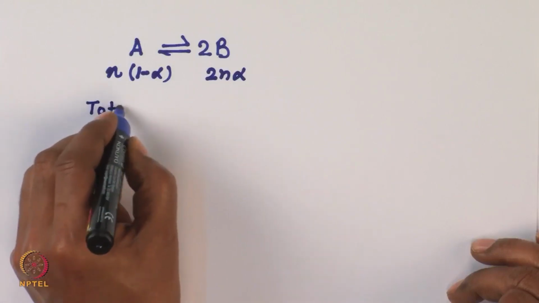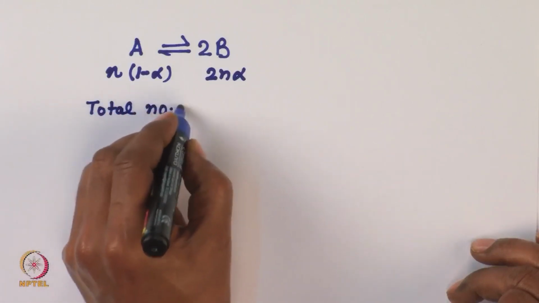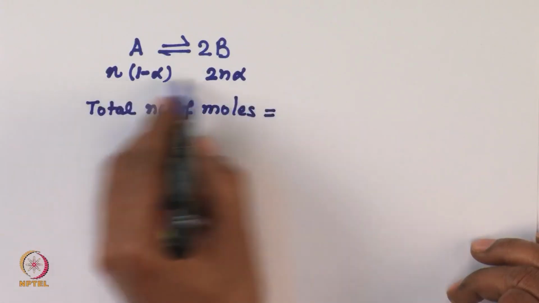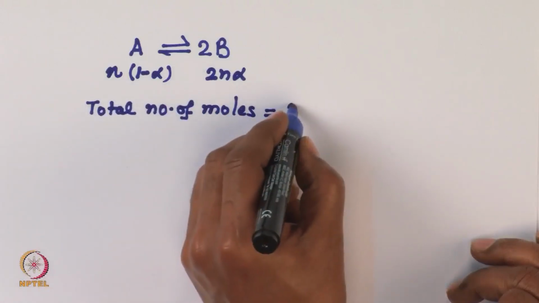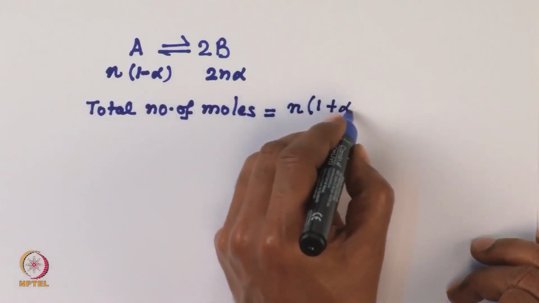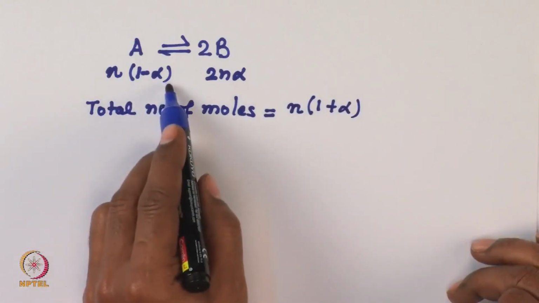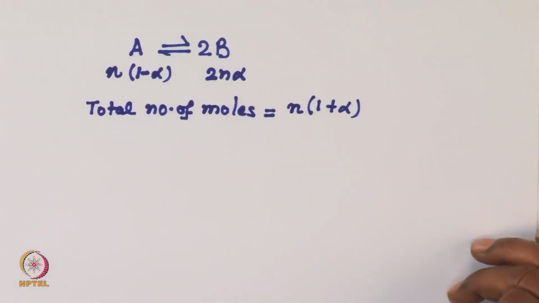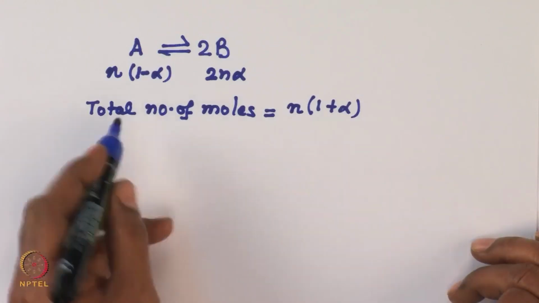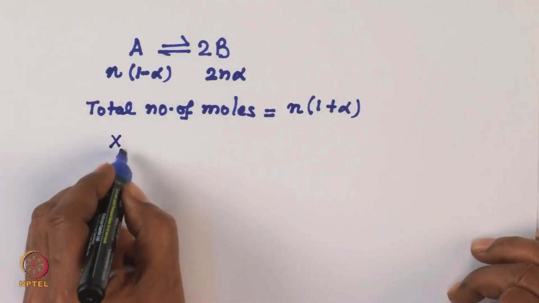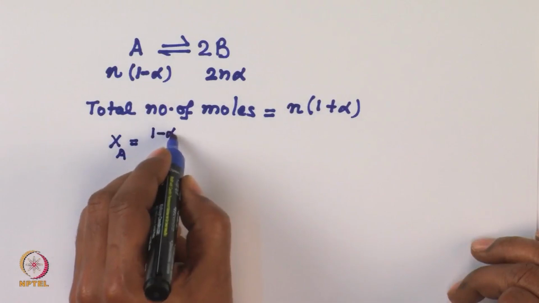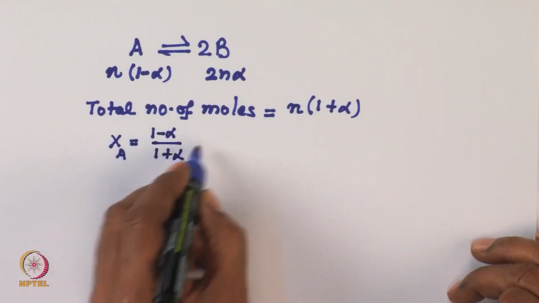Total n, total number of moles is equal to, you add both, it will come out to be n into 1 plus alpha. N into 1 minus alpha plus 2n alpha will come out to be n into 1 plus alpha. So, mole fraction of A will be equal to this divided by this: 1 minus alpha over 1 plus alpha.